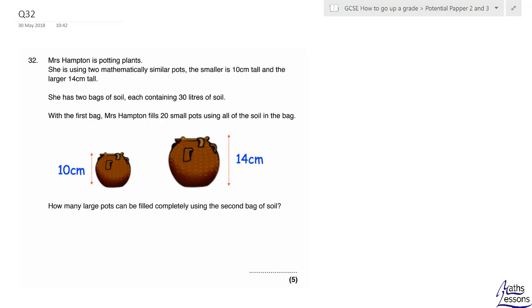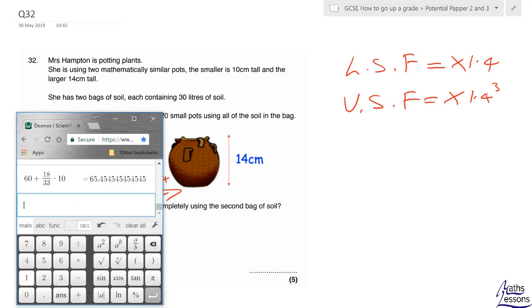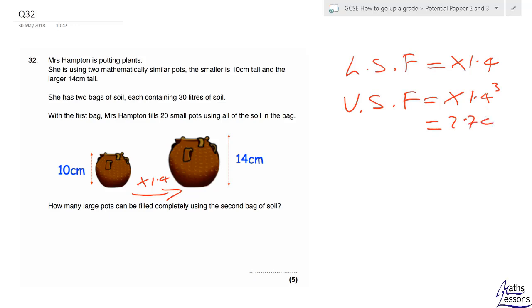So, we know that the length scale factor here is going to be times 1.4. So if the length scale factor equals times 1.4, the volume scale factor will be times 1.4 cubed. So let's just cube 1.4. 1.4 to the power of 3 is 2.744. That's our volume scale factor. That tells you what's going on with the volumes. This one's 2.744 times the volume of this one.